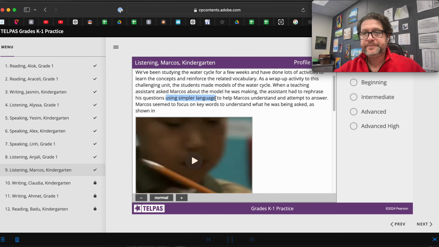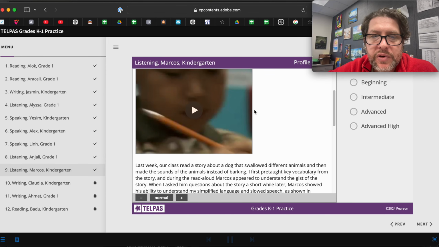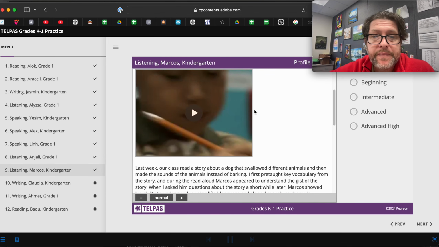So what are you thinking? Are you thinking the student that's advanced is going to require simpler language? I don't think so. So he had to use simpler language to help Marcos understand and attempt to answer. Marcos seemed to focus on key words to understand what he was being asked to show. So he's able to pick out the key words.